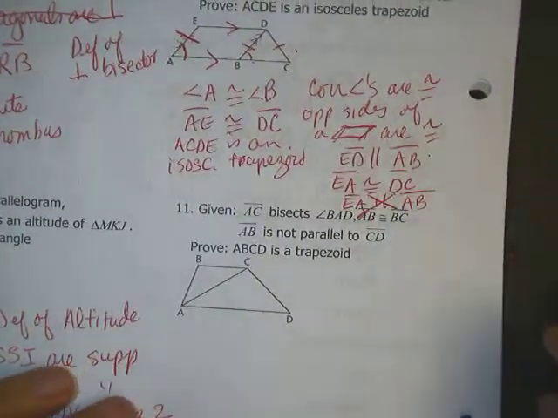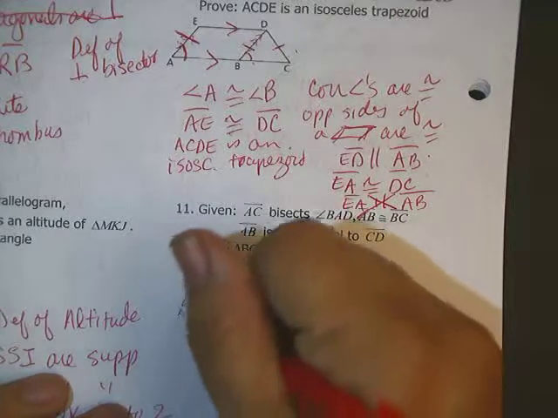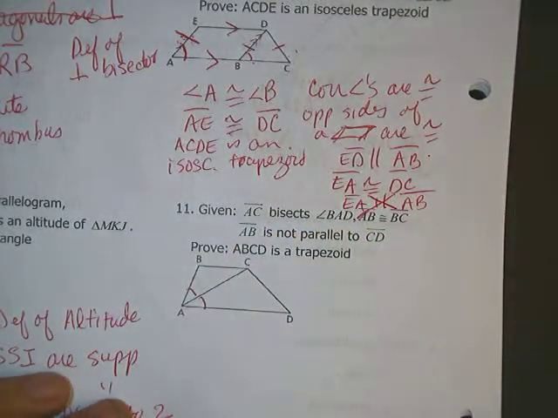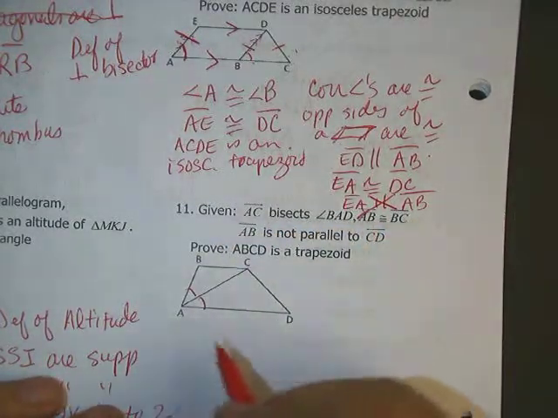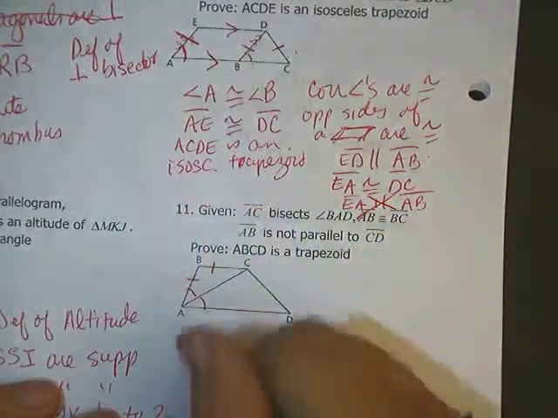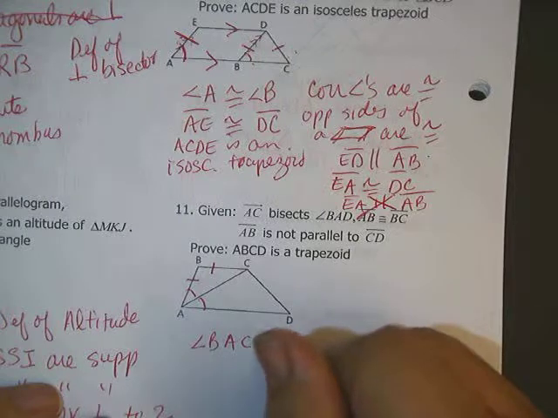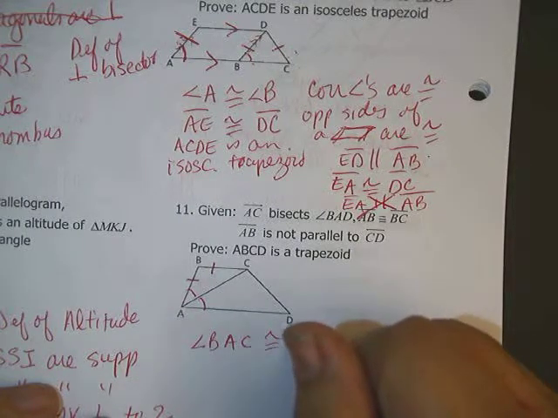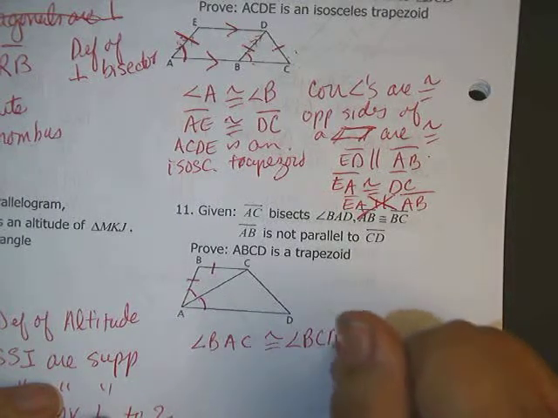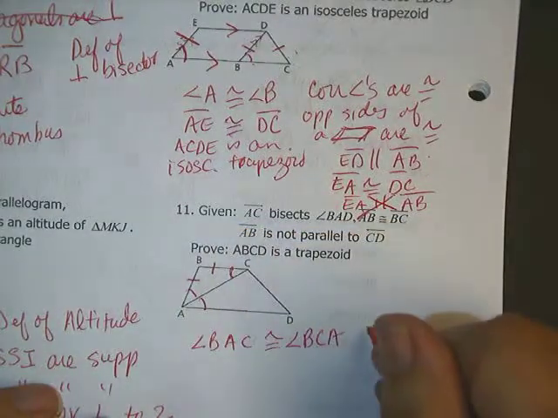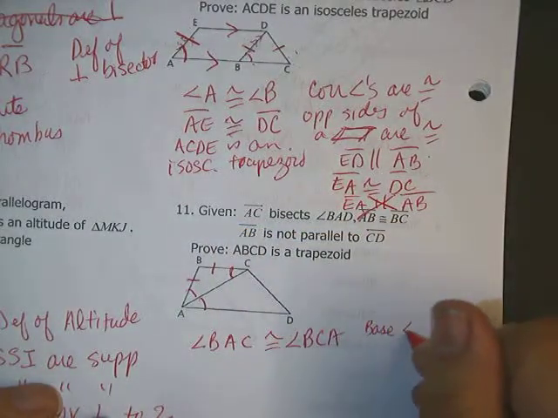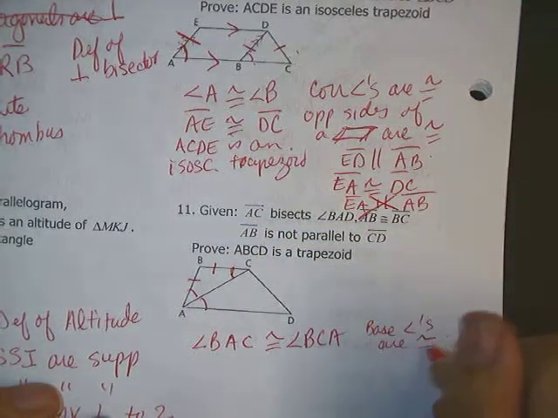Last but not least, we have AC bisects angle BAD. All right, so that means this angle has to equal that angle. All right, AB is congruent to BC. Aha, what that means is that angle BAC must be congruent to angle BCA. Why is that? Well, I have an isosceles triangle right here. Base angles are congruent.